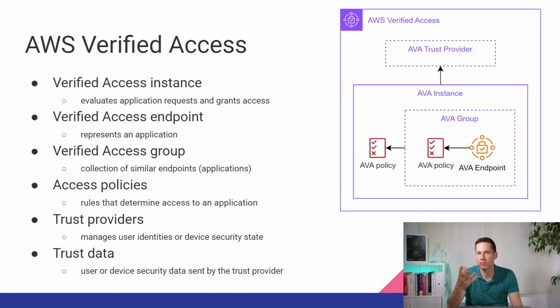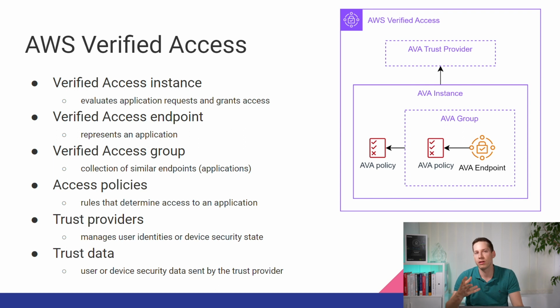So what does verified access look like? The components of verified access: the first one is the verified access instance. This is basically the compute power behind verified access. This is going to be the engine which is going to evaluate the request for you. And then you have the verified access endpoints, which are going to represent an application of yours. So if you have 5 applications, then you would have 5 verified access endpoints for these.